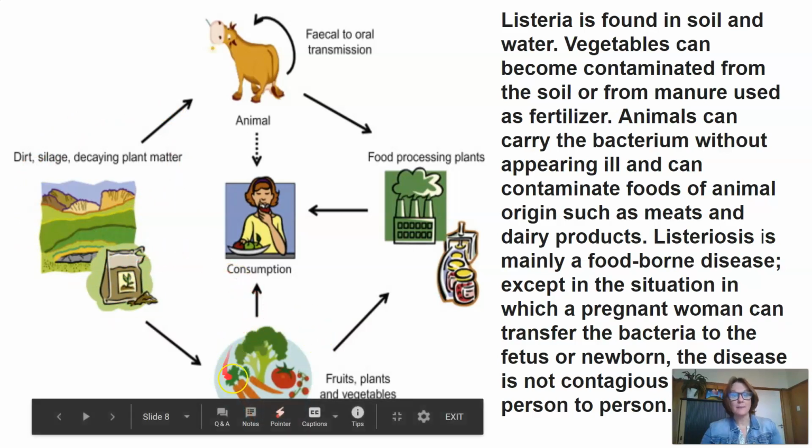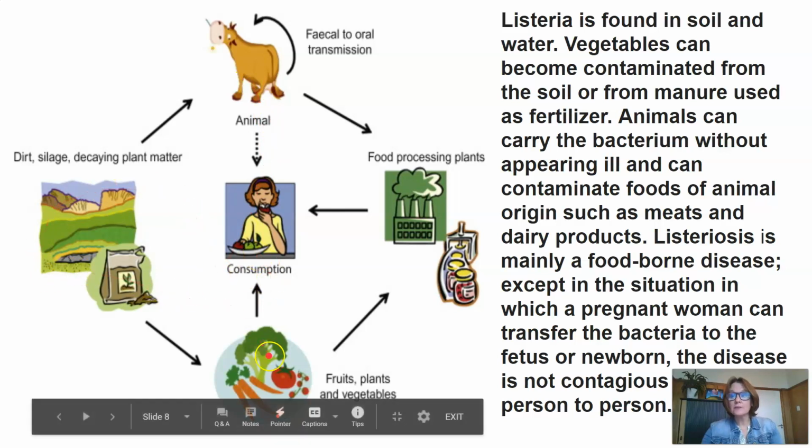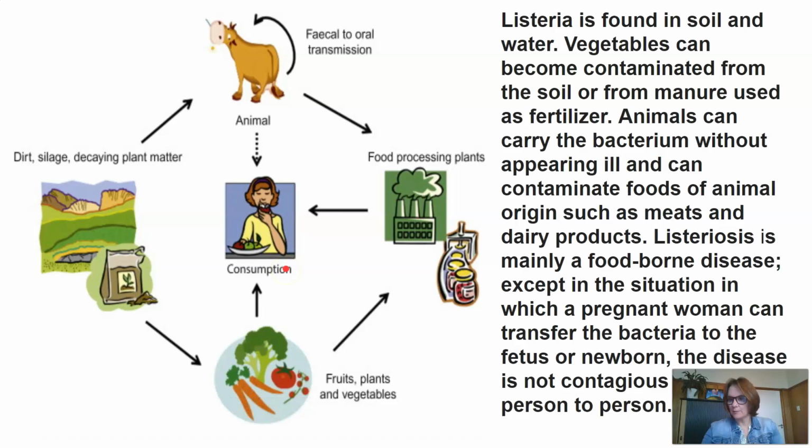Vegetables can become contaminated, as well as fruit and plants, from the soil that the bacteria are in, or even from the manure, which is used as fertilizer, which comes from the feces of the animals that poop on the farms. Animals can even carry the bacteria without appearing ill and can contaminate the foods of animal origin, such as meats and dairy products that we buy off our shelves.